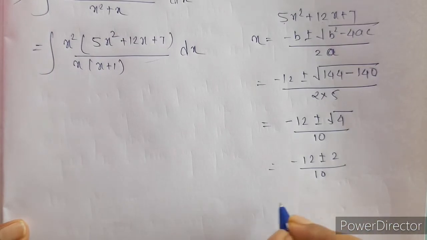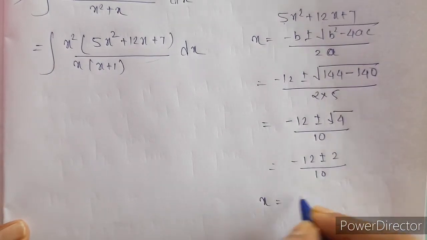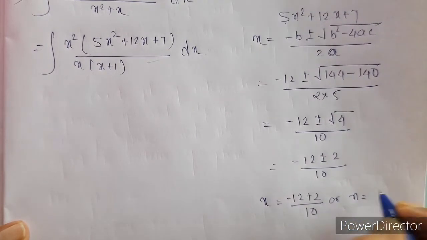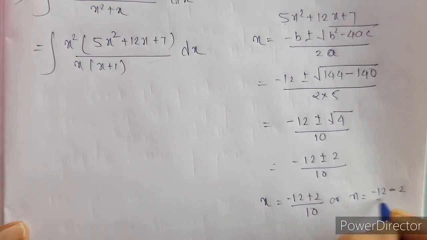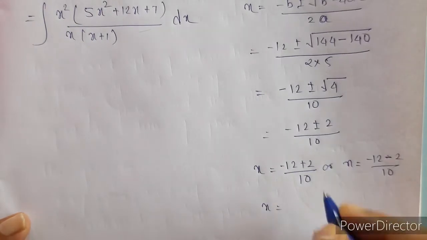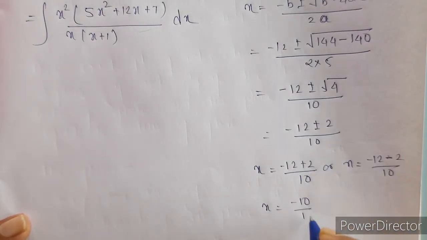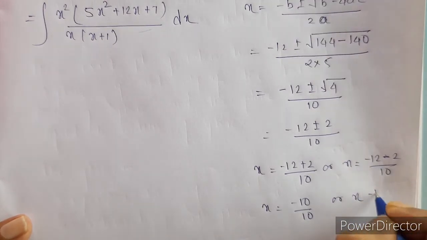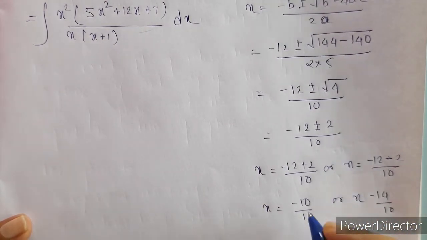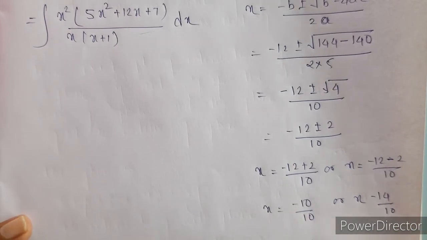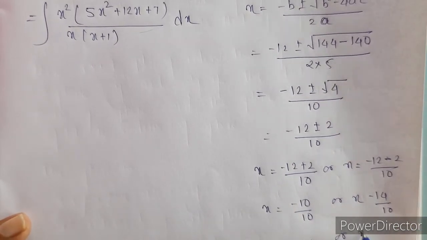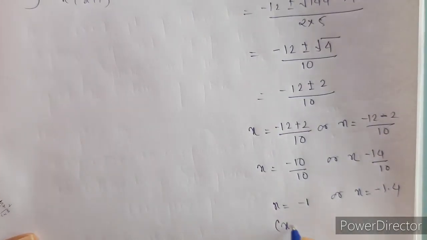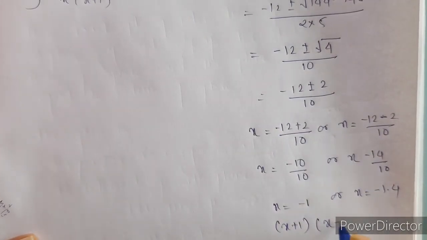Okay. So what will be our value of x? x is minus 12 plus 2 by 10, or x can be minus 12 minus 2 by 10. So value of x is minus 10 by 10, or minus 14 by 10. So value of x is minus 1 or x is minus 1.4. So we can write this as x plus 1 and x plus 1.4.